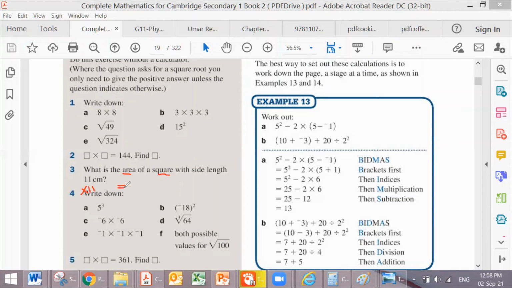Why? Because we studied in the previous lesson that if a square is given to you and you have to find the area of this square, you can find it by taking the square of the given side length. So 11 multiplied by 11 will be, yes Adnan, very good, it will be 121. Okay.